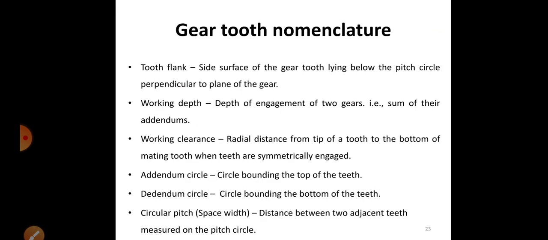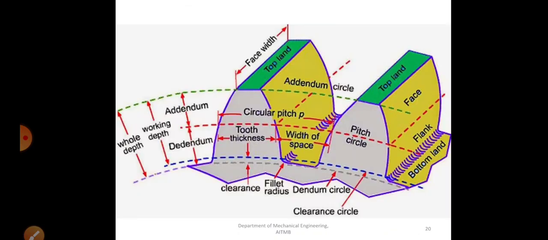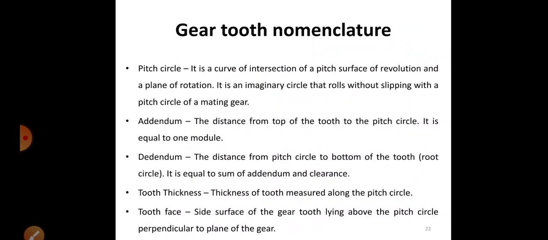Next one is circular pitch, or it is also known as space width. It is the distance between two adjacent teeth measured on the pitch circle. Circular pitch is generally referred to as pitch also. It is the distance between the two adjacent teeth measured on the pitch circle.